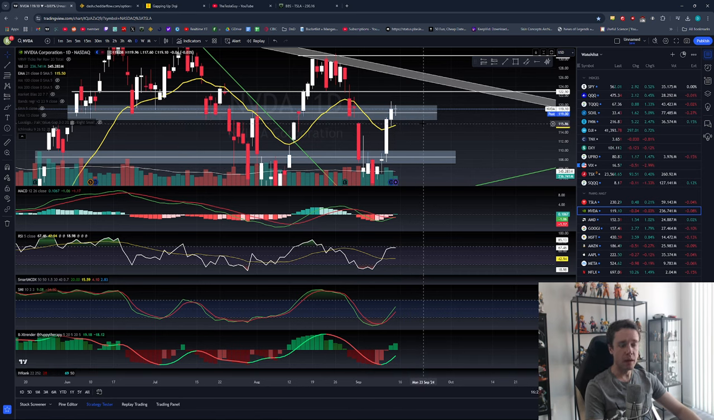I will definitely be buying more if we come down to 115. I will absolutely be buying more as long as it holds, of course. That's pretty much my stop loss. But stochastic still looks great.